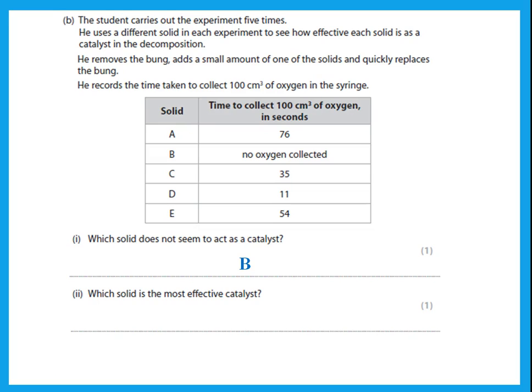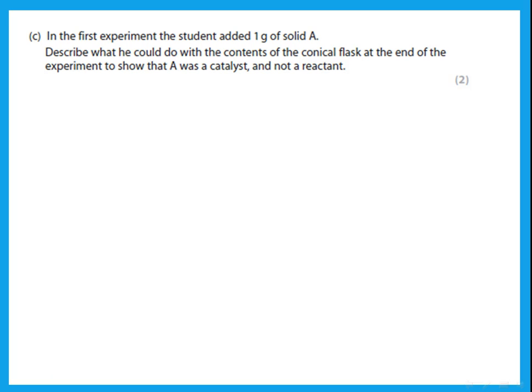Which solid is the most effective catalyst? Of course, the one that gives more gas in less time, that's the better catalyst. So to give 100 cm³ in less time, that would be the better catalyst. So that is catalyst D. In the first experiment, the student added 1 gram of solid A. Describe what he could do with the contents of the conical flask at the end of the experiment to show that A was a catalyst, not a reactant.